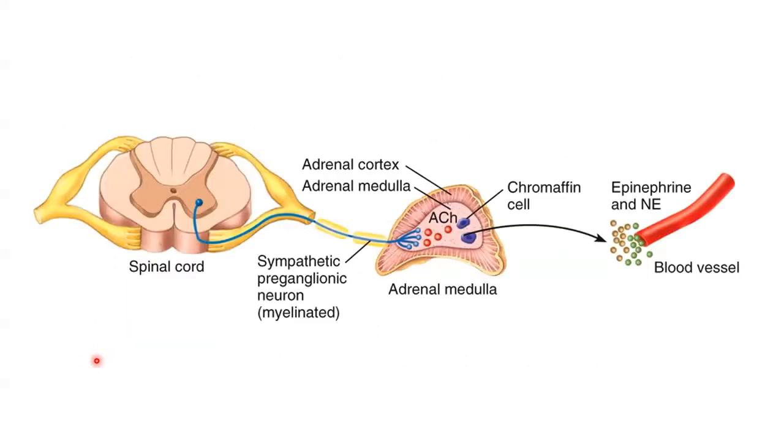So just to give you a bit of a visual to go with those three examples, this is what our neural stimulation would look like. We have a sympathetic nerve fiber extending from the spinal cord. It innervates our adrenal medulla, which is this inner portion of our adrenal gland. When stimulated, it stimulates our chromaffin cells, which, if you've done regional anatomy and physiology, you will have heard this term before. And that causes the release of epinephrine from these chromaffin cells.